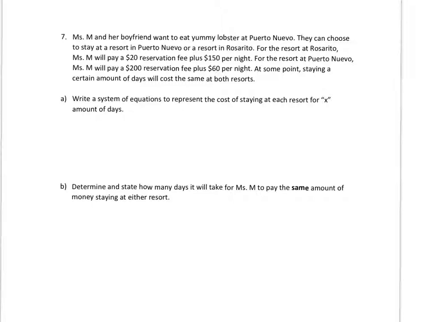So for Rosarito, I'm going to represent that as R of X. Okay, remember R of X is just a name. You could use whatever you want, F of X, G of X, but if you're going to use something that's not very obvious that that's standing for Rosarito, then I probably would use R of X. Or you could also label it on the side too if you want. And then for Puerto Nuevo, I'm going to use P of X.